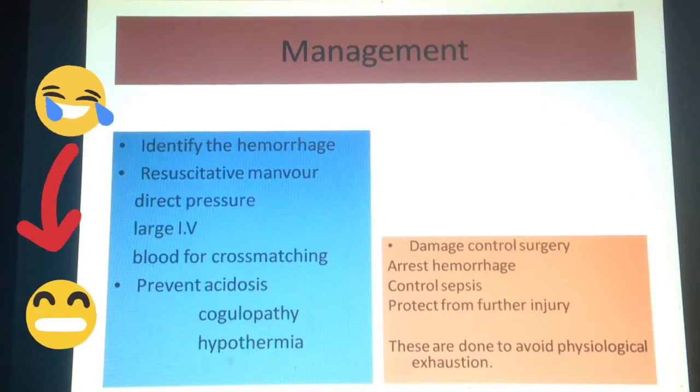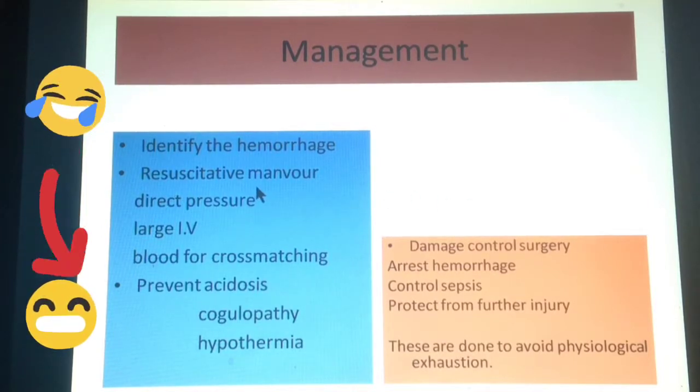How do you manage a patient with hemorrhage? First, we need to identify what sort of hemorrhage it is, or where the hemorrhagic areas are present. Then we start the resuscitative maneuvers, which consist of direct pressure to stop the bleeding point.